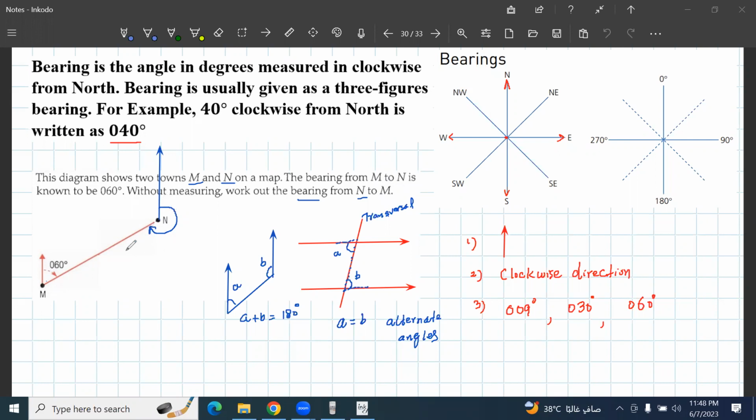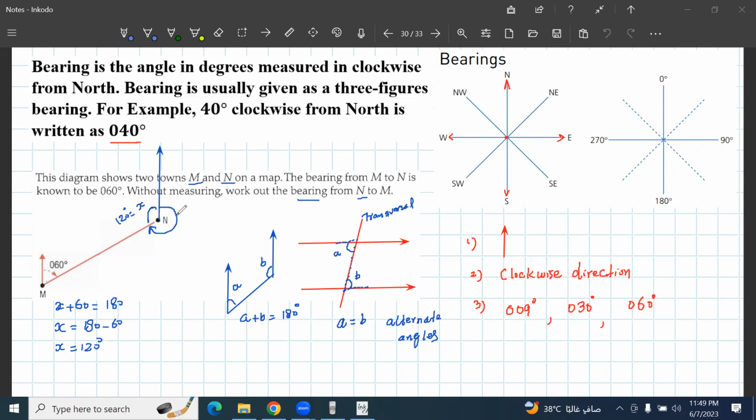Now how to calculate? We have two ways to calculate. One way is to find the interior angle with the help of the supplementary concept. Let's suppose this is X. So we can say that X plus 60 is equal to 180, that means 180 minus 60 gives us 120. So this angle is 120. But remember that we are looking for the bearing from north towards the right till it reaches M. So this is our bearing.